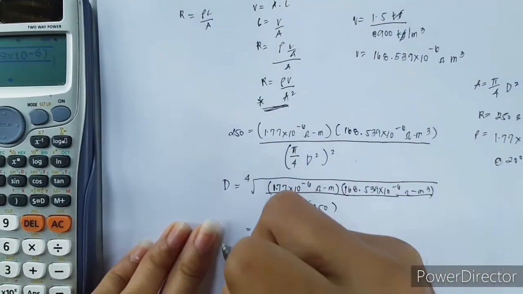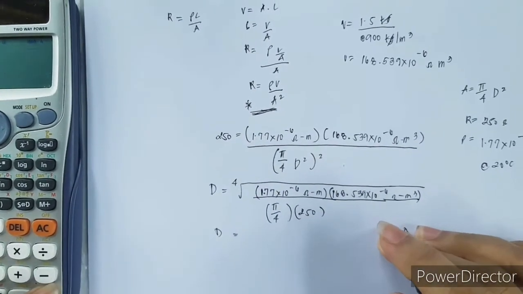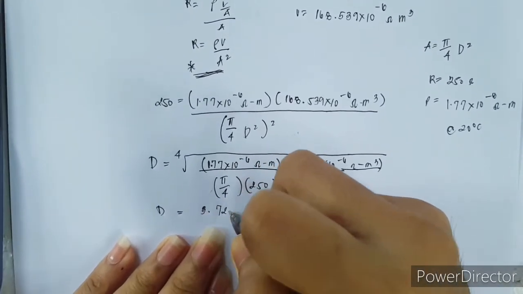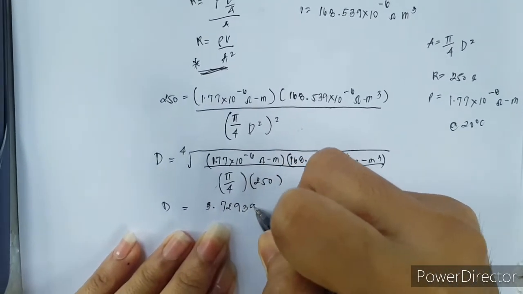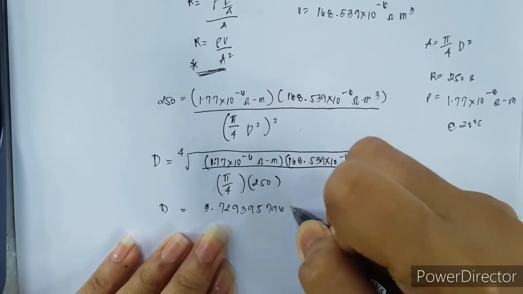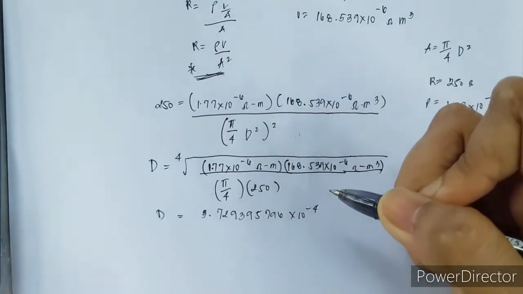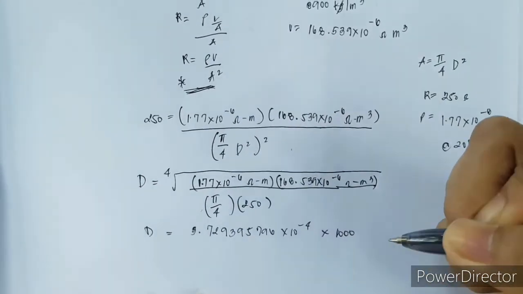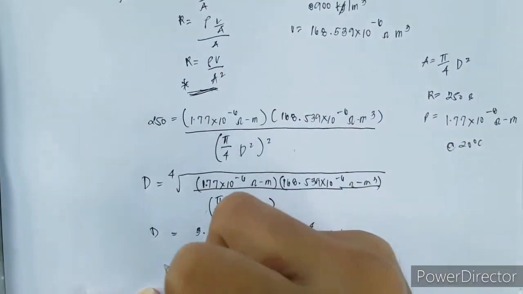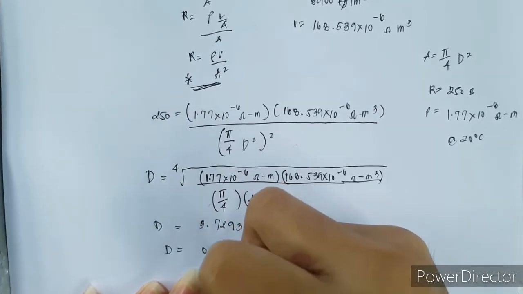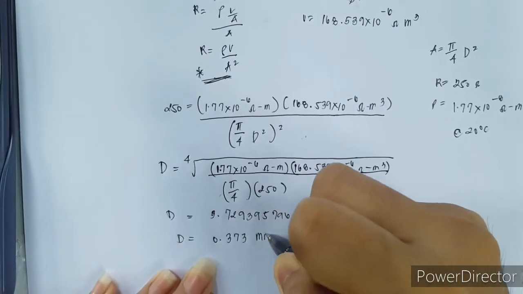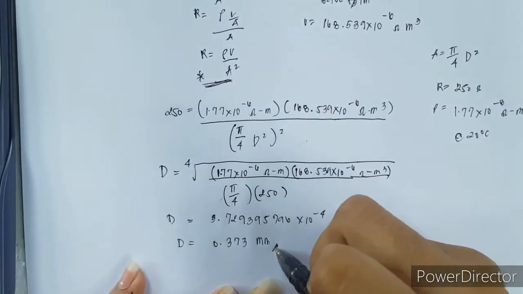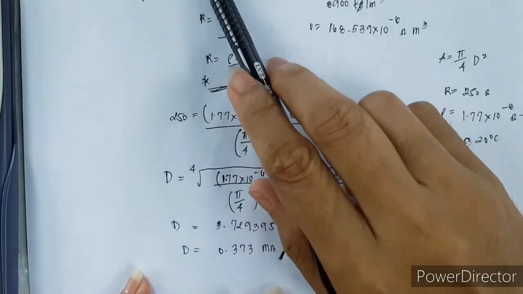So we have here the diameter of 3.729395796 times 10 to the power of negative 4, and then multiply it by 1000. Then we will get 0.373 millimeter, and that is our diameter. So letter A.